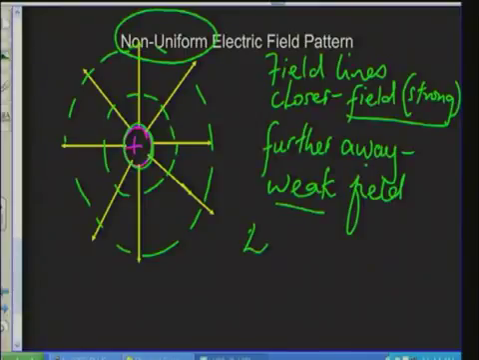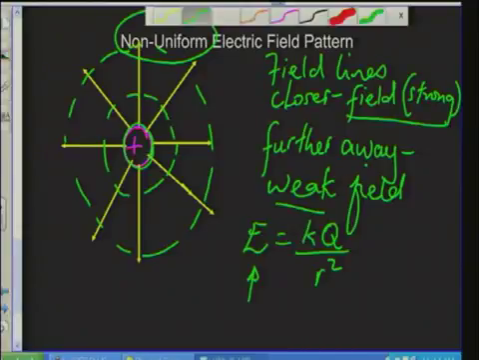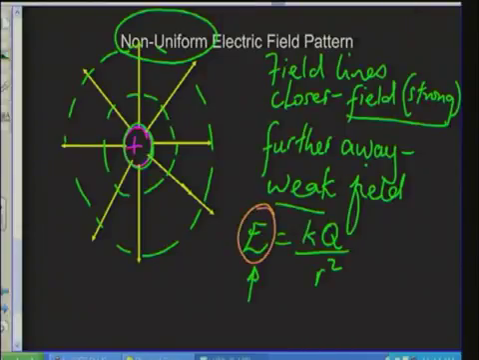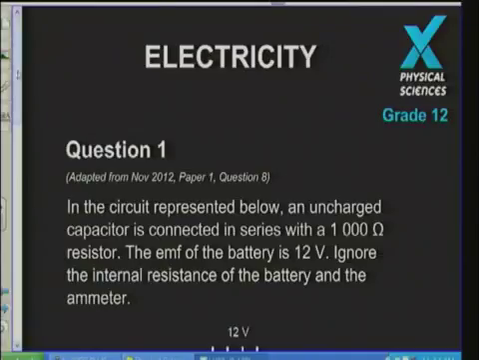Now, this holds for this equation here. I think you'll remember it. That shows that the electric field strength E is directly proportional to the charge and inversely proportional to the square of the distance at that point where we want to find the field strength. Okay, good.